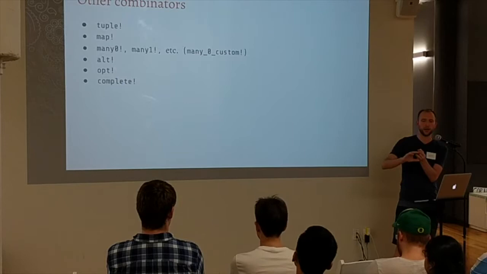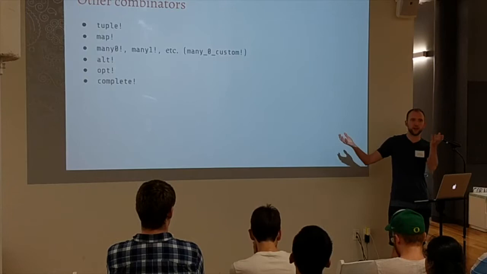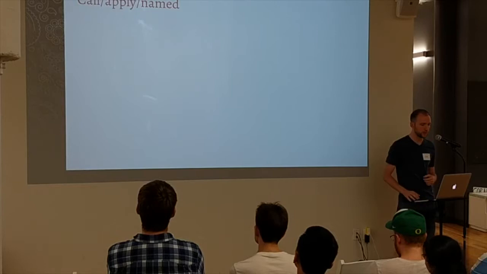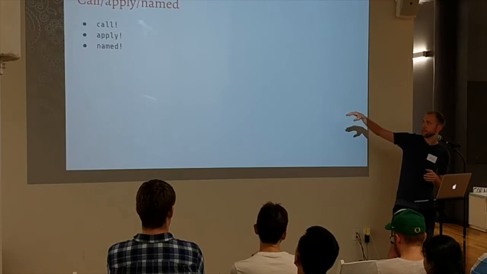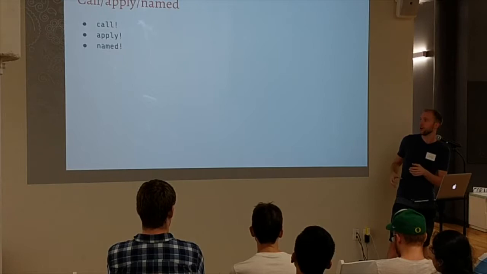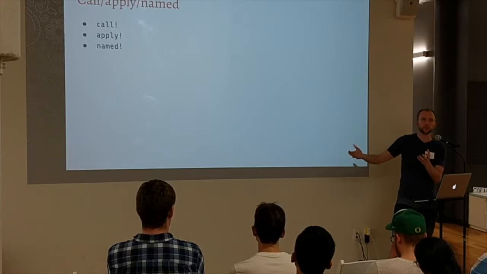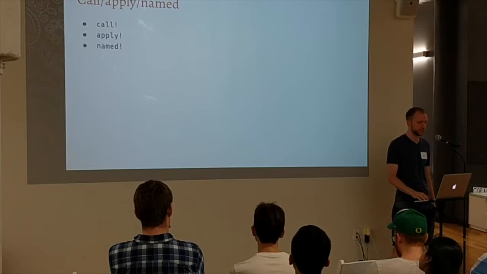You wrap complete around the final JSX parser to make sure that there are not extra characters hanging out on the end. There are also these three things, call, apply, and main, which you don't really have to worry about. They're just ways of wrapping functions so that Nom knows about them and giving combinators names so that we can refer to them elsewhere. Don't worry about that unless you're actually using Nom.